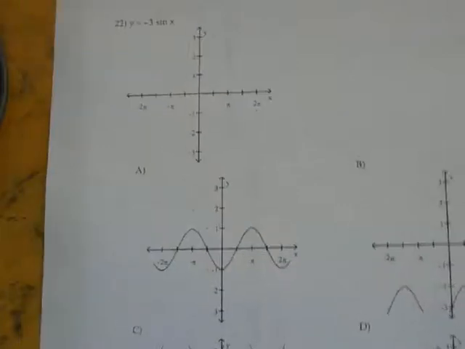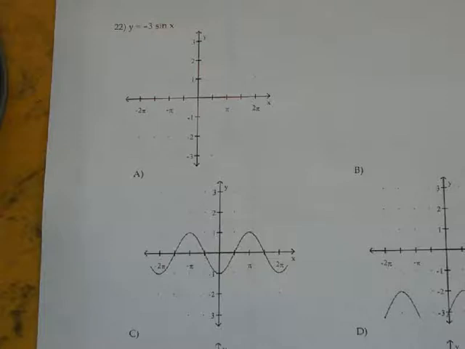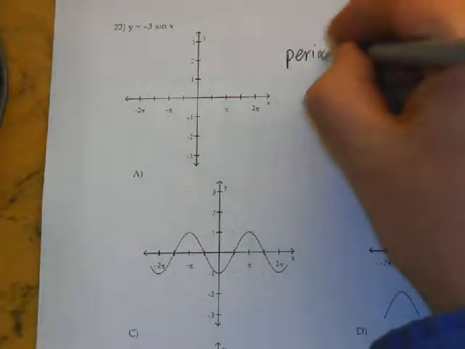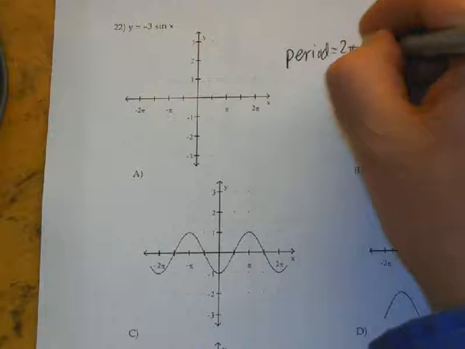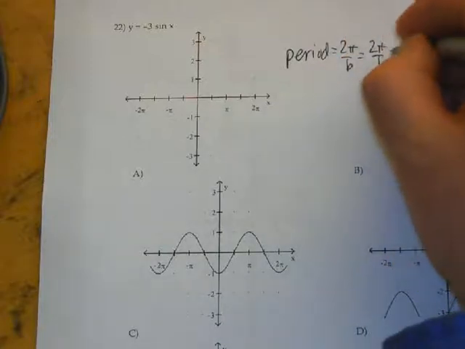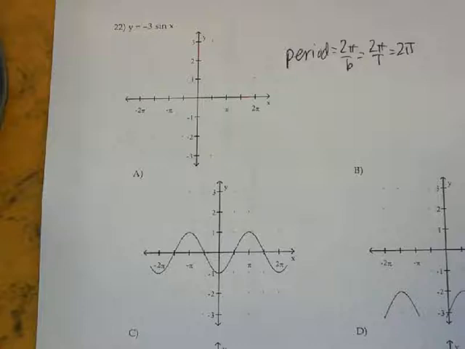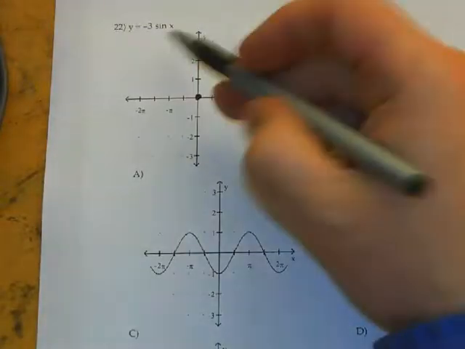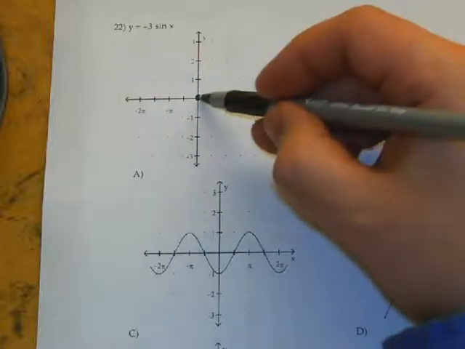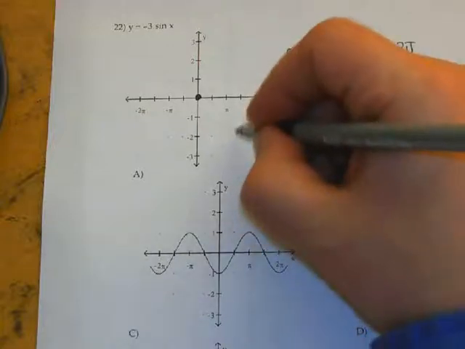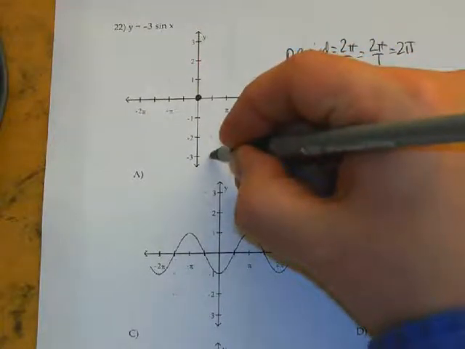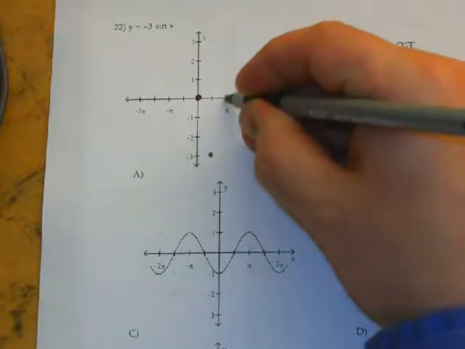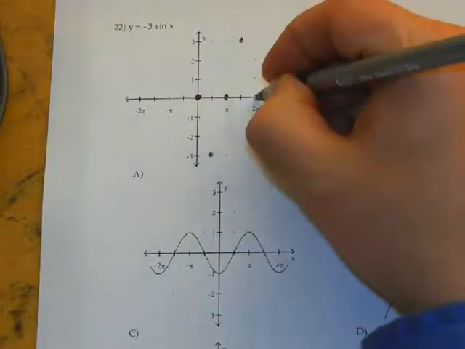Number 22 asks us to graph y equals negative 3 sine x. So the period is simply 2 pi over b. B is 1, and we get 2 pi. Now, the sine starts at 0 if there's no phase shift. But this negative a means that the sine function is going to start decreasing from 0 first, then to 0, then to the maximum, and then back to 0.